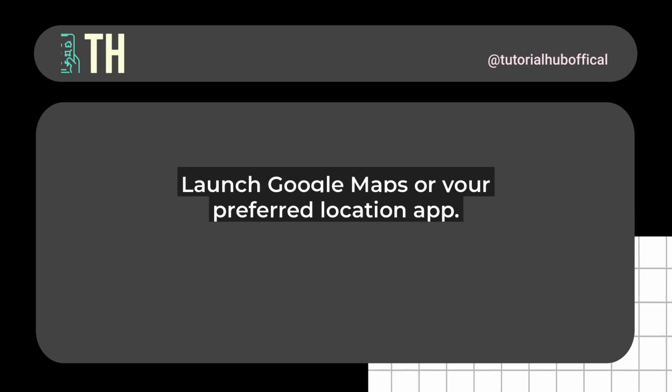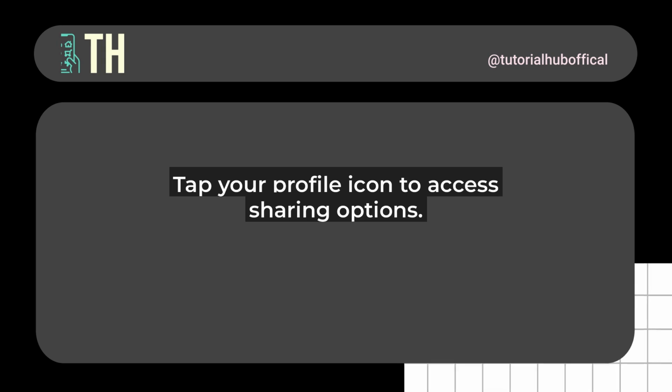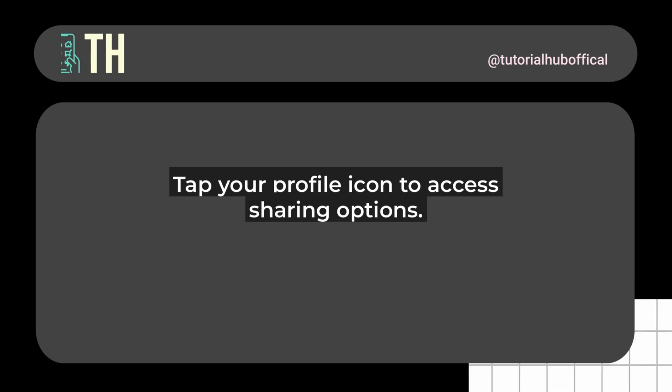Open Google Maps from your home screen or search for it in your apps. Once it's loaded, tap on your profile icon in the top right corner. That's the one that looks like a circle with your initials or photo. From there, select Share Location.